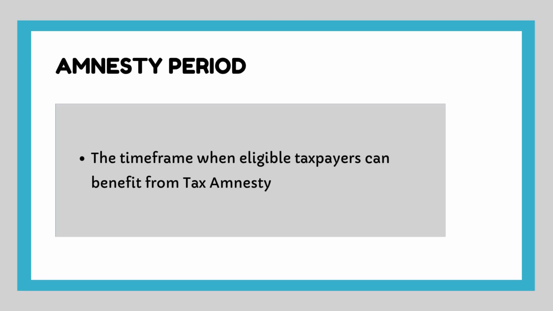Last but not least, we have amnesty period. The amnesty period is the specific time frame during which eligible taxpayers can benefit from the tax amnesty program. So in our case, it starts from 1st July up to 31st December 2026. So if you have unpaid taxes or unpaid principal tax, you make sure you pay during that period. Anytime during that period, the deadline is 31st December 2026, and you get your penalties and interest waived or forgiven.